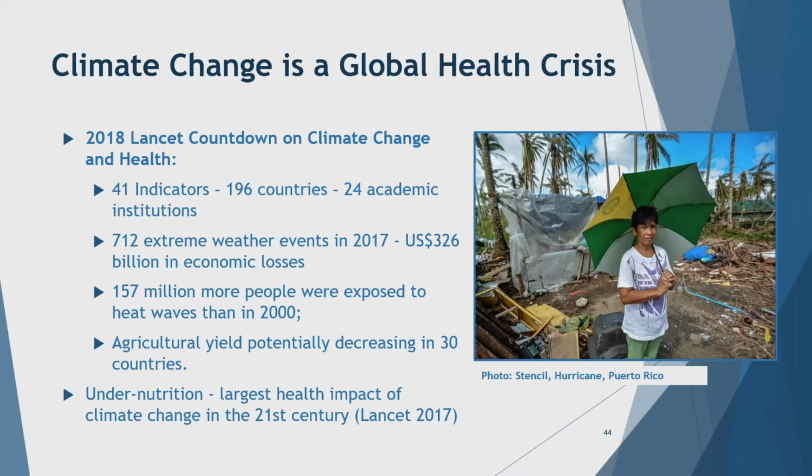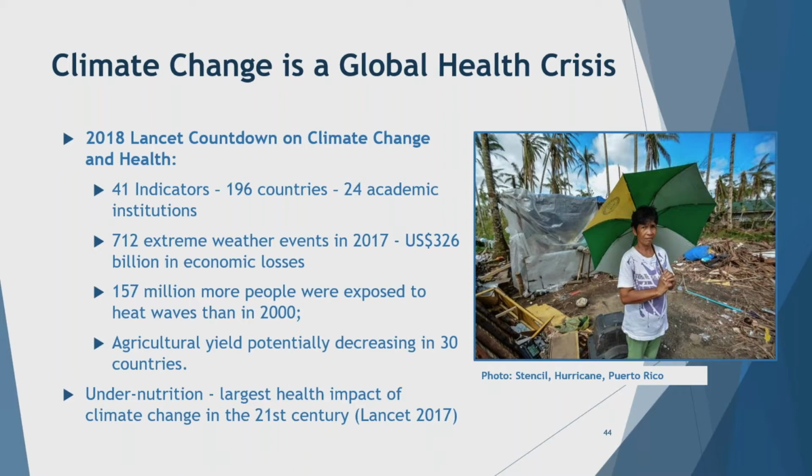In 2018, the report came out and said that the year before, there were 712 extreme weather events around the world, and that the cost of those events was about $326 billion. Often what we hear in Canada is that we can't afford to make changes, keeping in mind that in one year, the extreme weather events around the world cost $326 billion in economic losses.